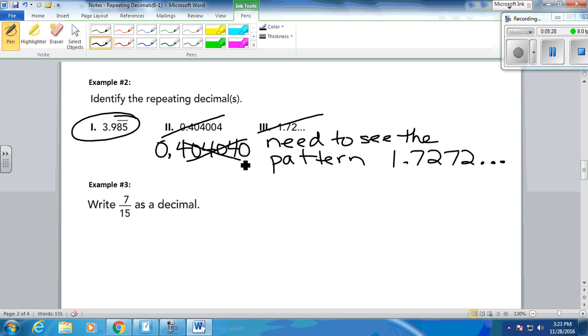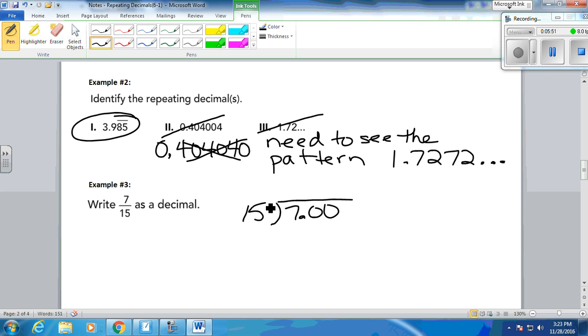Okay, example number 3 is asking us to write 7/15 as a decimal, and we would read this as 7 divided by 15, so we would set this up as 7 divided by 15. I'm just automatically putting the decimal point there and the zeros because I know that 7/15 is less than 1, so I know that I have to show this with a decimal.